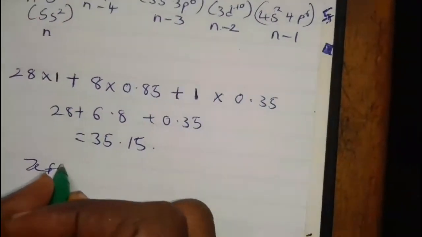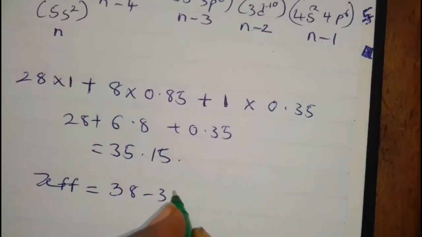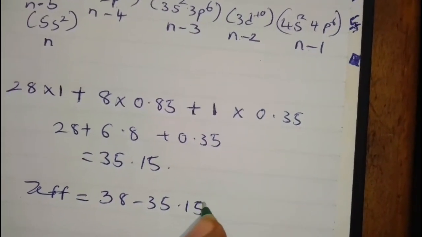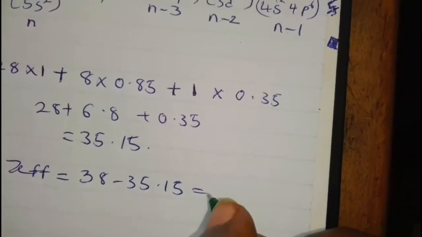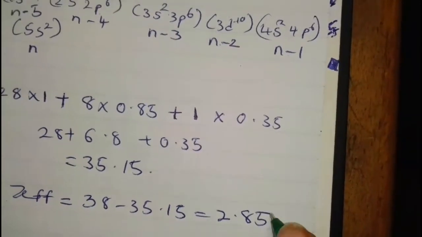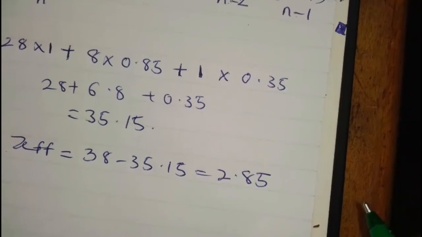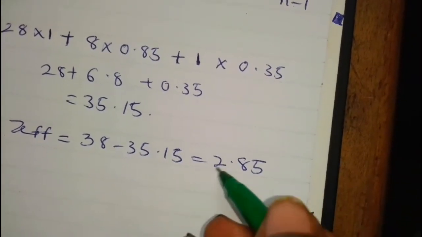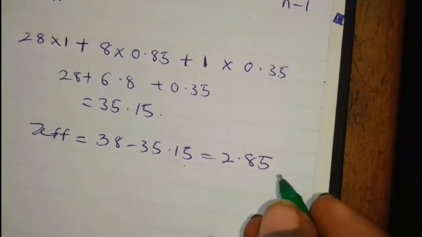So let's calculate the Zeff. The Zeff will be 38 minus 35.15, and let's calculate that. It will be 2.85. Yeah, I think it will be 2.85. Because 85 plus this, okay, yeah, that's 2.85.